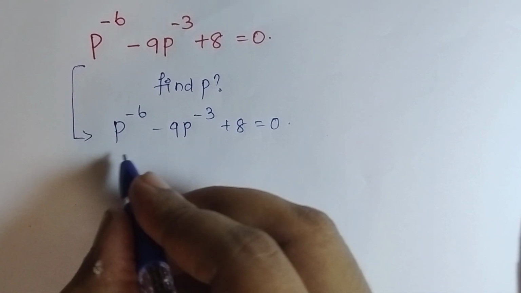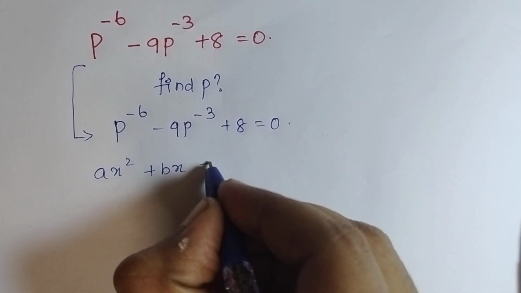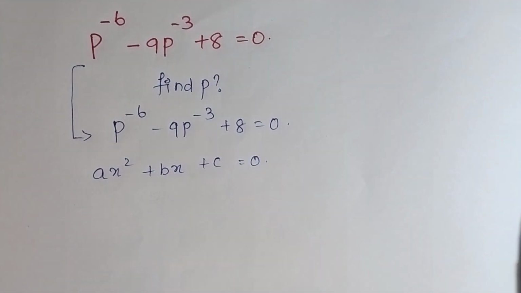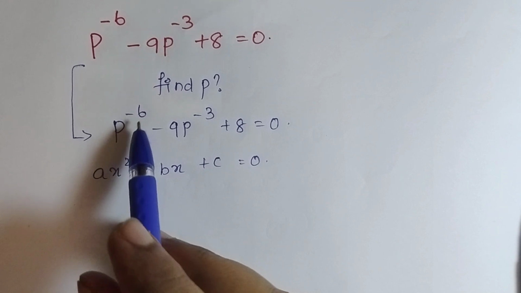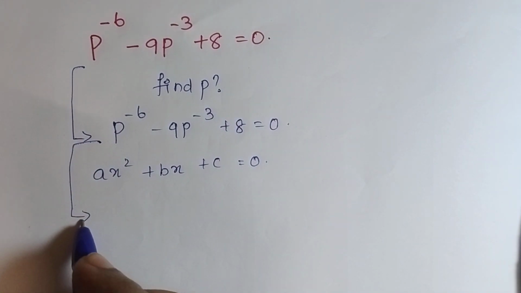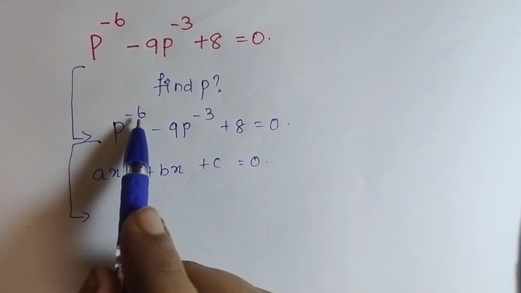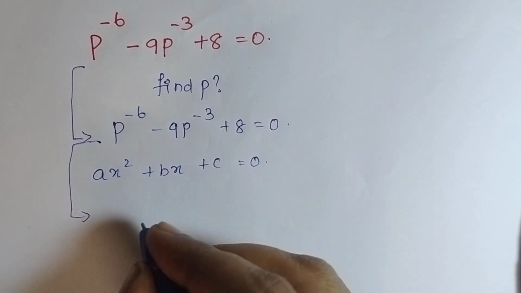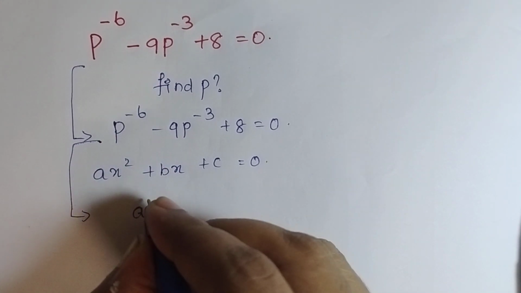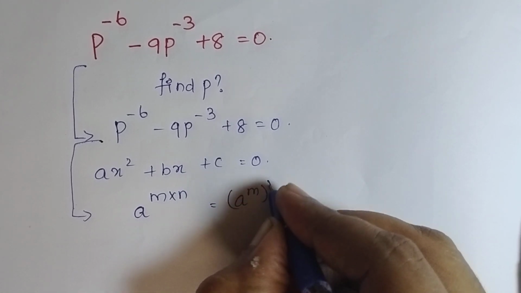Normally, a quadratic equation is in the form of ax square plus bx plus c is equal to 0. But if you see here, the power is in negative terms. So, in order to make this equation in this format, I am going to change the power of p a little bit. For that, we already know a power m into n is equal to a power m the whole power n.